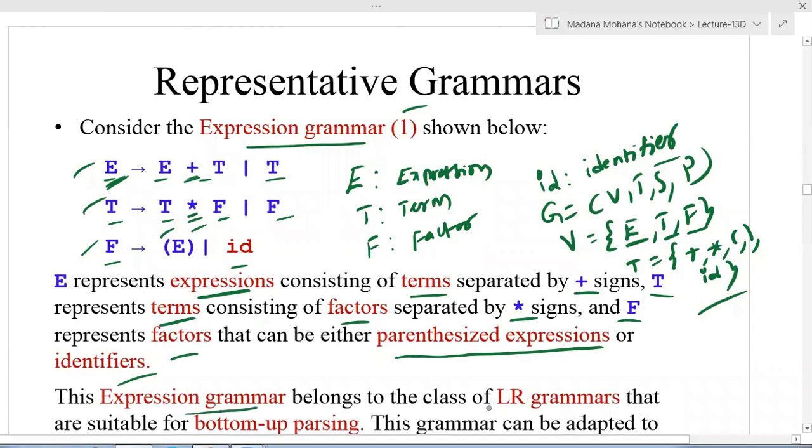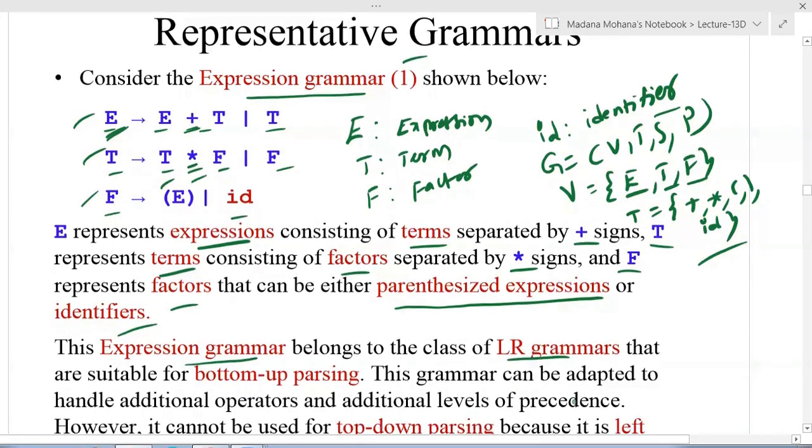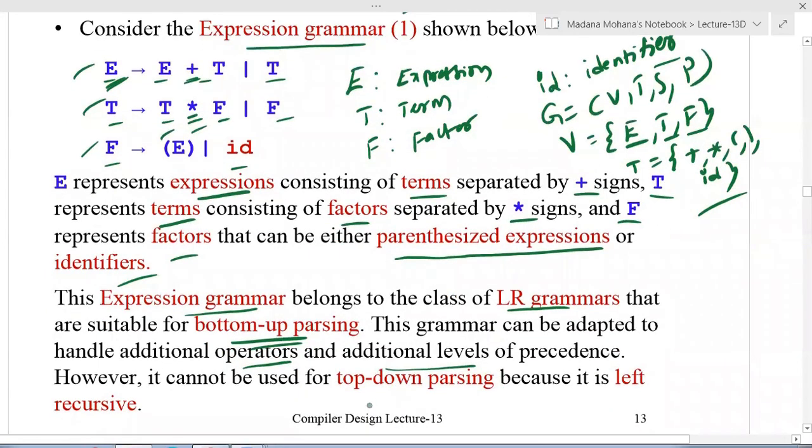This expression grammar belongs to the class of LR grammars, which are suitable for bottom-up parsing. This grammar can be adapted to handle additional operations and additional levels of precedence. However, it cannot be used for a top-down parser because it has left recursion. So this example grammar is suitable for bottom-up parsing, but not suitable for top-down parsing because it has left recursion. The left recursion concept is nothing but the left-hand side symbol being the same as the leftmost symbol on the right-hand side. If these two are the same, then this is called left recursion.